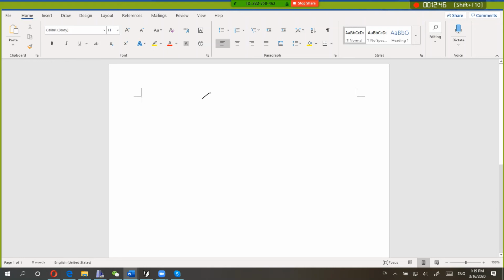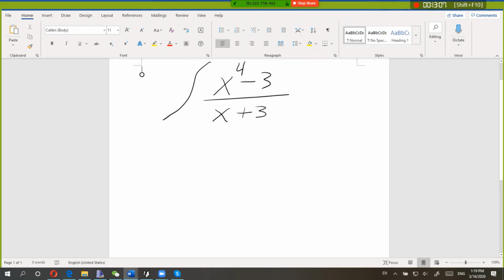So let's do the integral of x to the 4th minus 3 over x plus 3. So I could set this up as x to the 4th minus 3 divided by x plus 3.